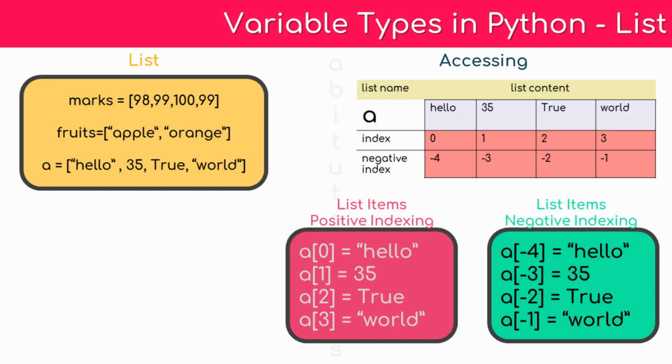As we have already seen for the string, Python also supports negative indexing. The negative numbering starts from the last element with the index as -1 and ends with the first element. In our example, A square bracket -1 will give you the last element, which is the string world, and A square bracket -2 will give you the boolean value true.